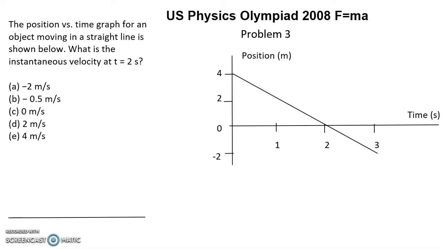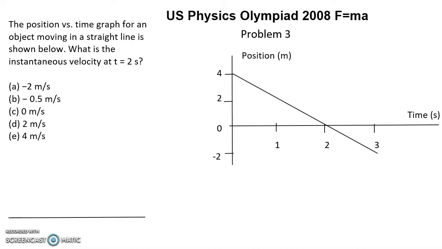Problem number 3. The position versus time graph for an object moving in a straight line is shown here. What is the instantaneous velocity at time t equal 2 seconds? We know that instantaneous velocity is measured by the tangent line in the graph of position versus time. But here we have a graph that is exactly a straight line. So it means that velocity will be the same at any point.